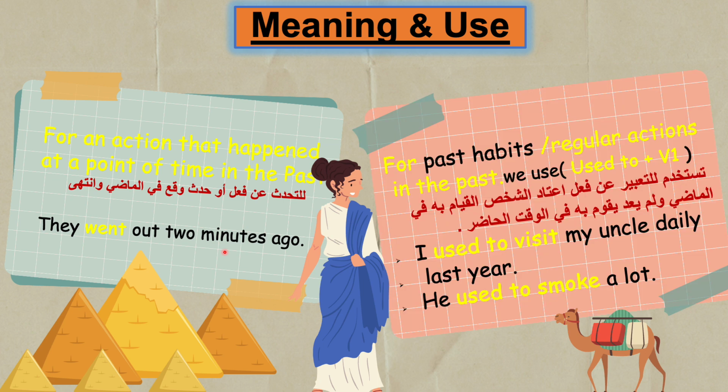We can also use it to describe past habits, regular actions in the past. In this case, we use used to plus verb 1. I used to visit my uncle daily last year. He used to smoke a lot. We can use used to talk about past states that are not true anymore, repeated past actions that do not happen anymore.